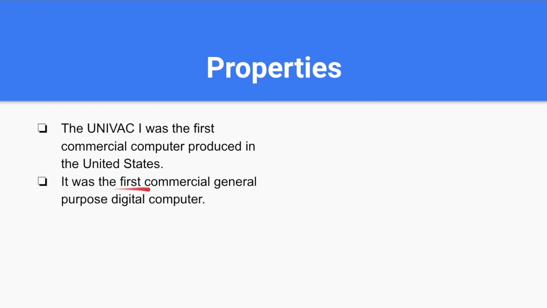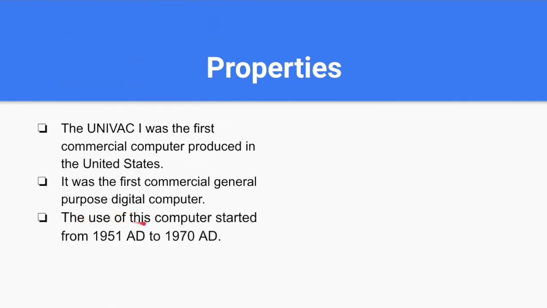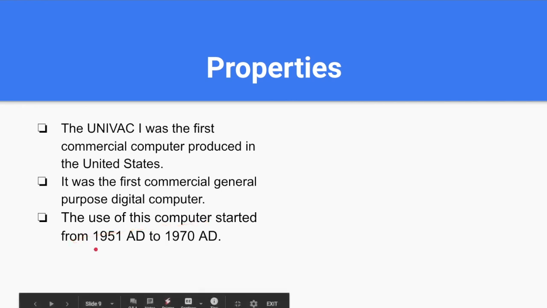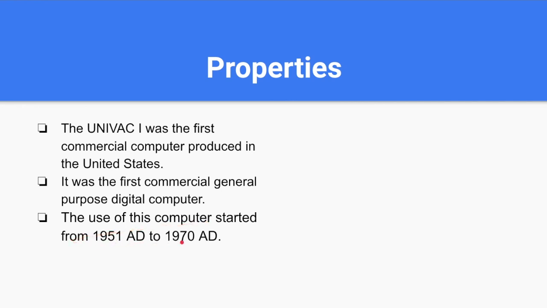It was the first commercial general purpose digital computer. Let's break the words. First, commercial means it was available for buying and selling. General purpose means not only for scientific research, it could be used for general purposes also. Digital means that it displayed the output on a screen. The use of this computer started from 1951 AD to 1970 AD.